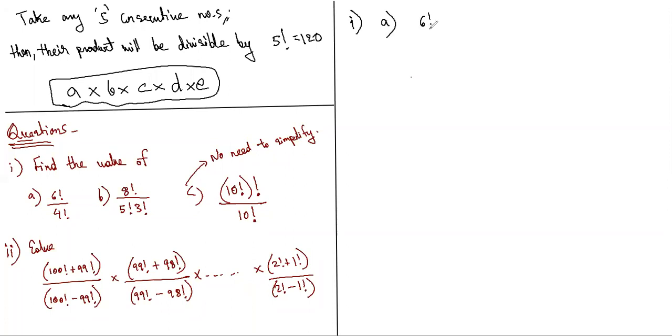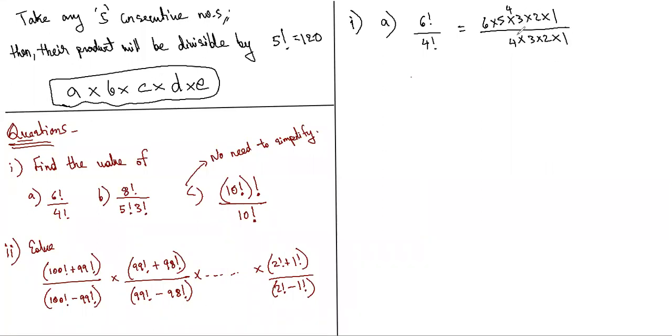Question A, 6 factorial by 4 factorial. There are two ways of solving this. One thing is you can actually find the entire 6 factorial, which is 6 into 5 into 4 into 3 into 2 into 1. You can find the entire value and divide it with, I'm sorry, I missed out a 4 here, and you can again find the value in the denominator.